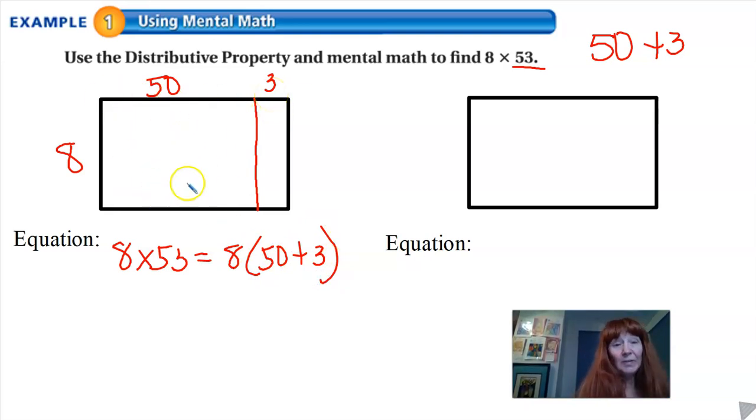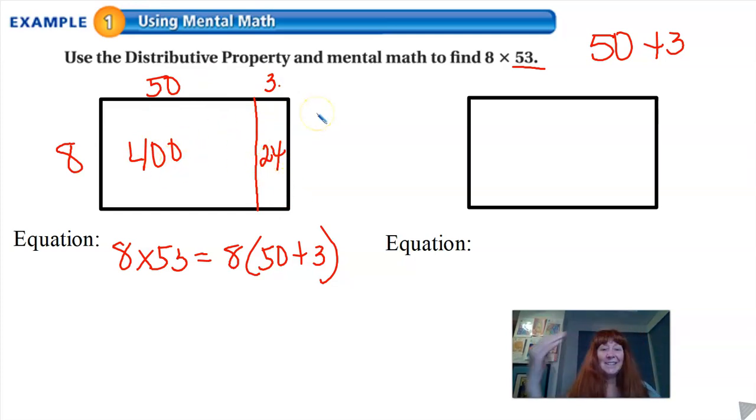Now I'm going to actually do it on the picture. Well, what is 8 times 5? It's 40 plus the extra 0. So I have 40 plus the extra 0 is 400. I totally want you to multiply with mental math if you can. And then 8 times 3 is 24. So what I'm going to be doing is adding those areas together to get the total area. Whenever you multiply two numbers, for this part of the homework, I want you to think about it as an area model.